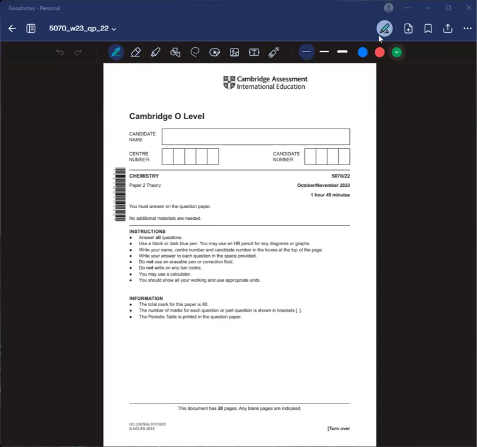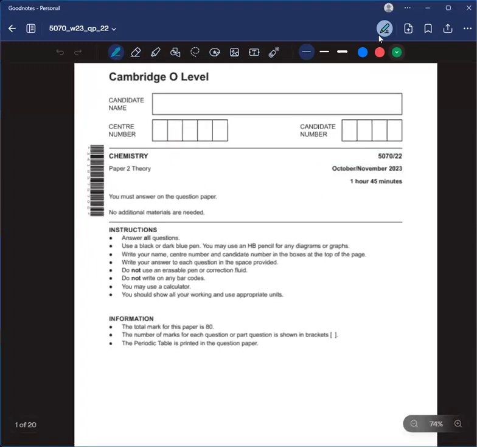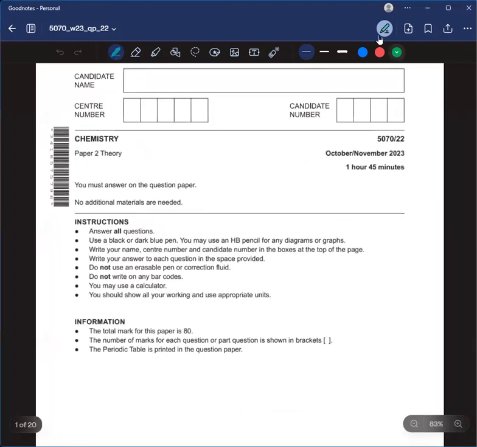So today we'll be doing 5070 paper 2 variant 2 October November 2023. The paper is of 80 marks and we have 1 hour and 45 minutes to solve it. So let's start with it.